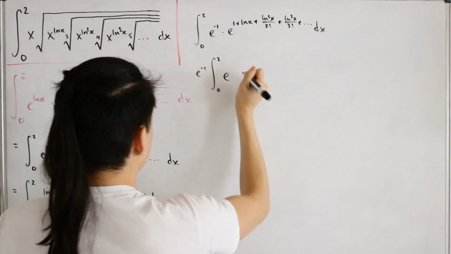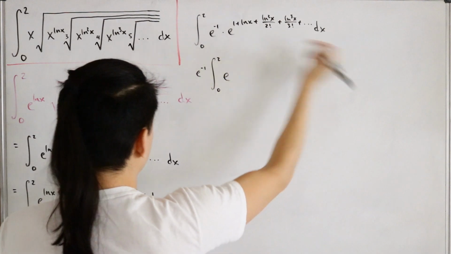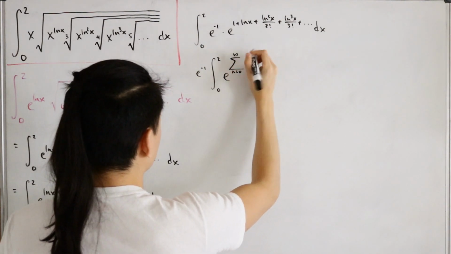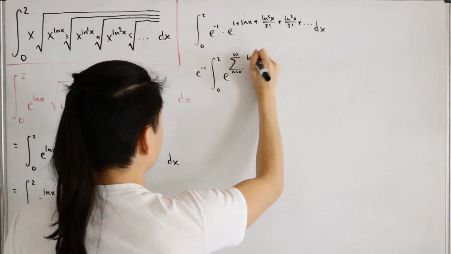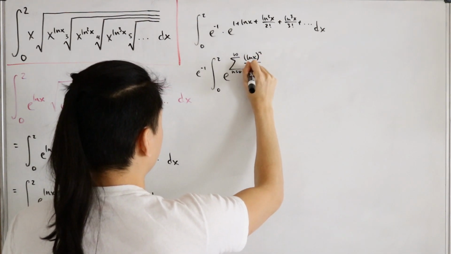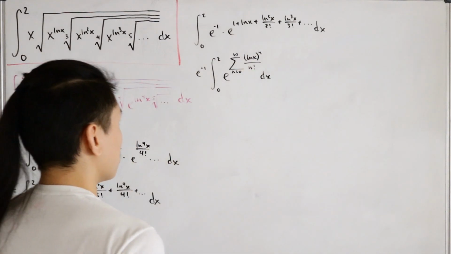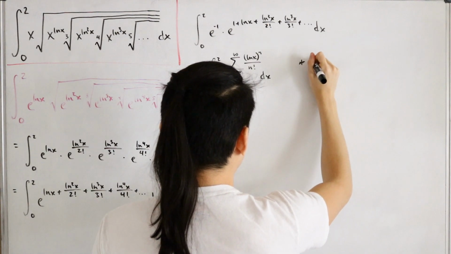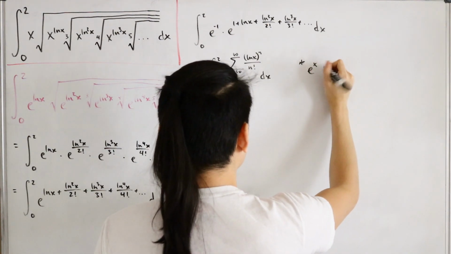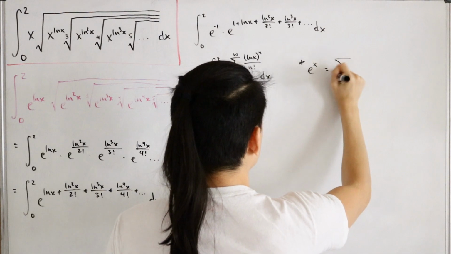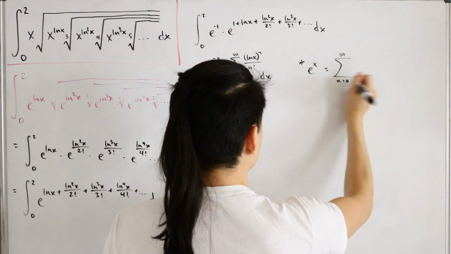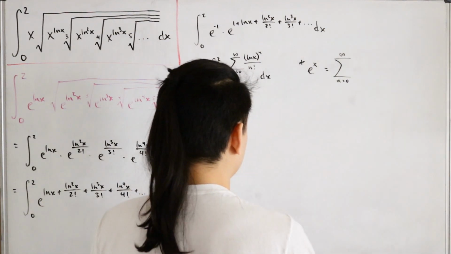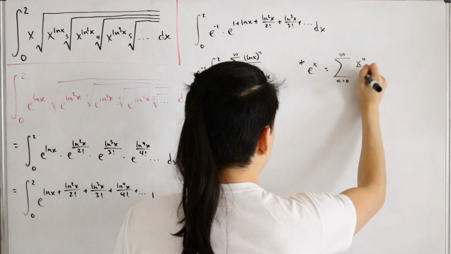And then over here our exponent is actually a nice series, written as the infinite sum at n equals 0 of ln of x, quantity to the power n, divided by n factorial, and then dx. So a little side note: we know that specifically for the exponential function, e to the power x for all real x is equal to the infinite sum at n equals 0 of x to the power n, with parentheses, all divided by n factorial.